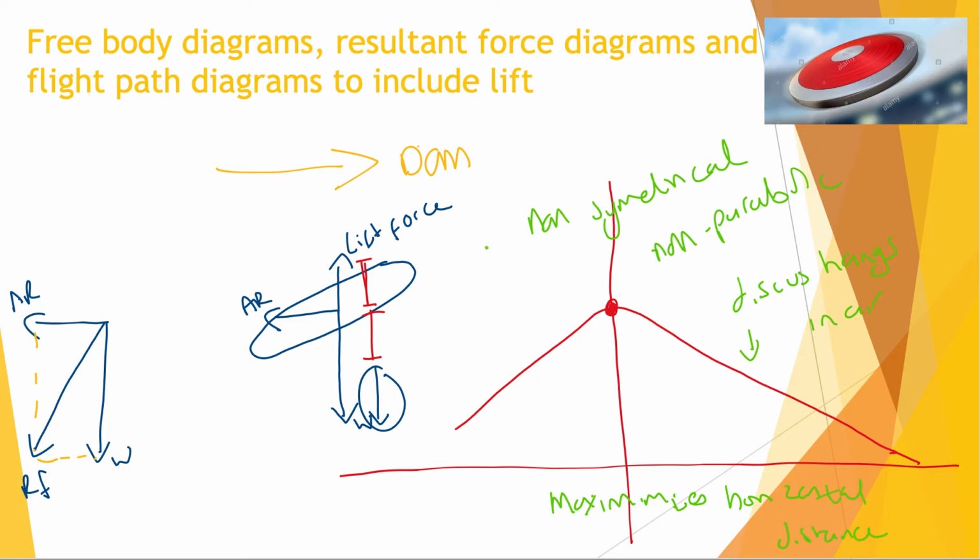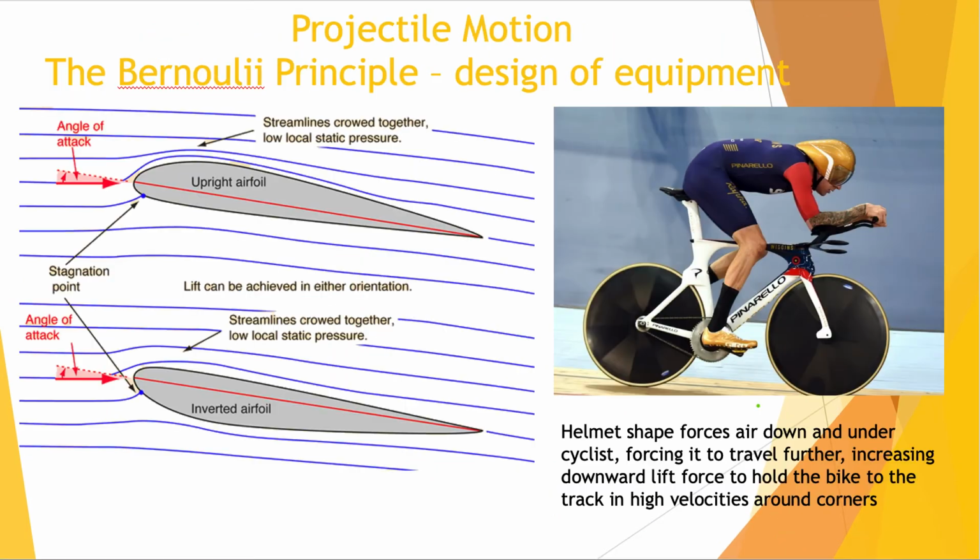So a discus thrower would absolutely be trying to get this angle of attack correct at that magic 17 degrees, because if they can generate this additional lift force, it reduces the effect of weight on the discus. It brings our resultant force closer to air resistance, producing a non-parabolic flight path, allowing the discus to hang in the air, maximising the horizontal distance travelled.